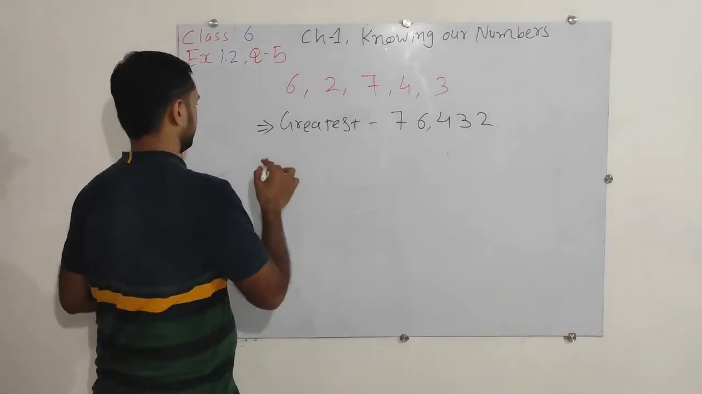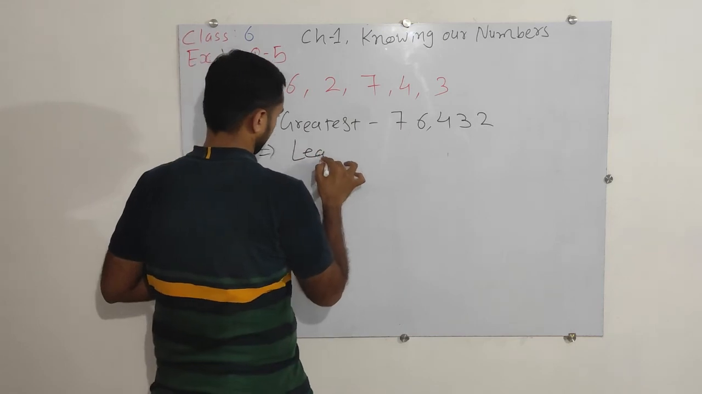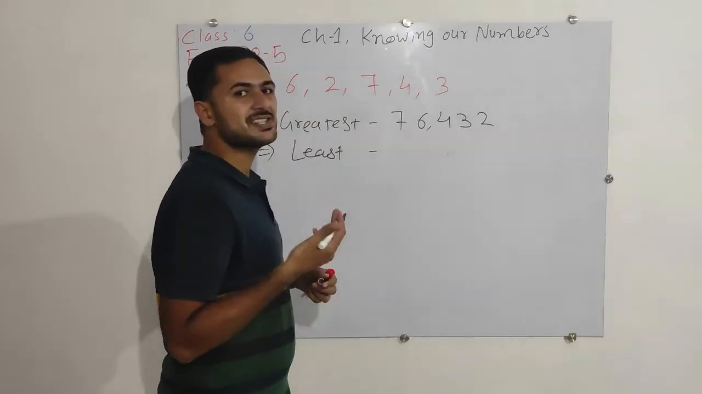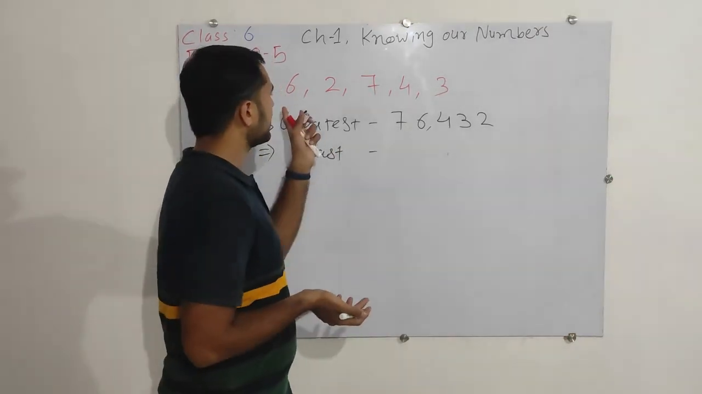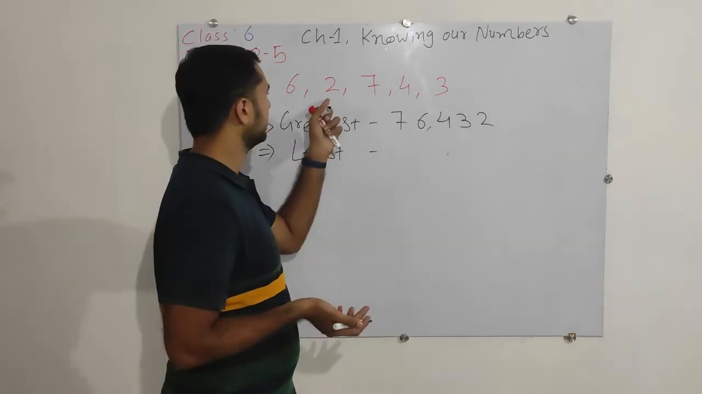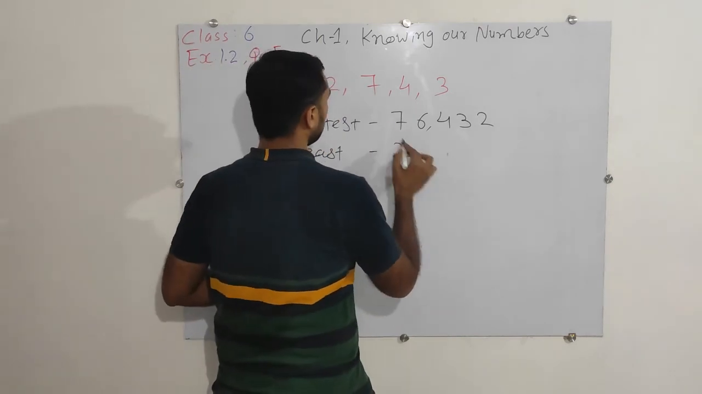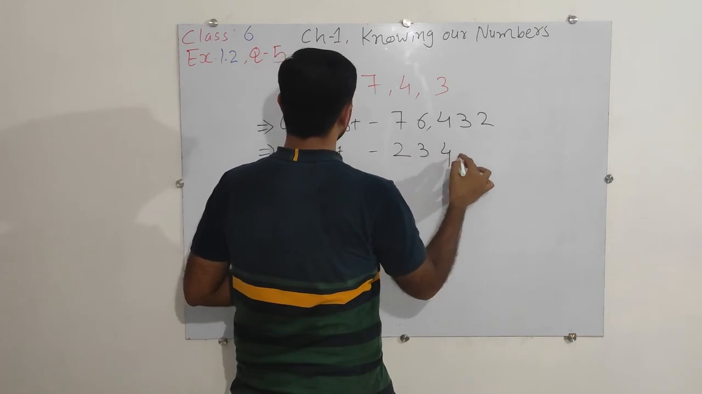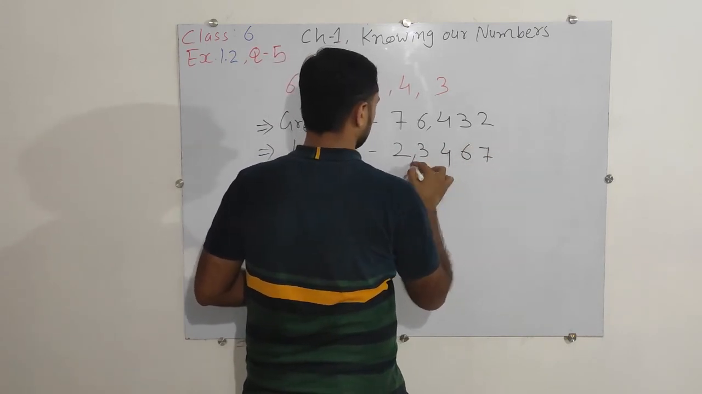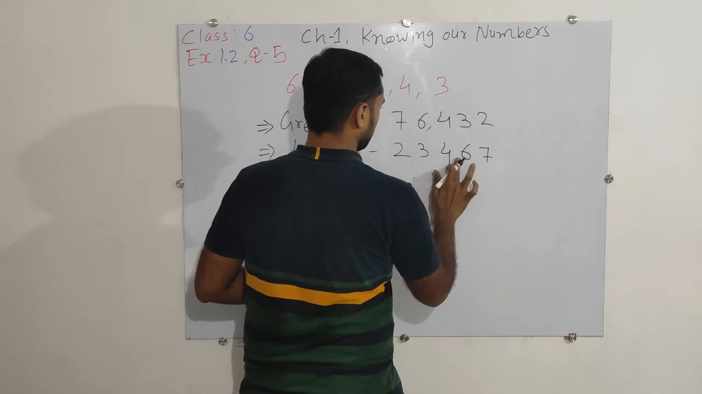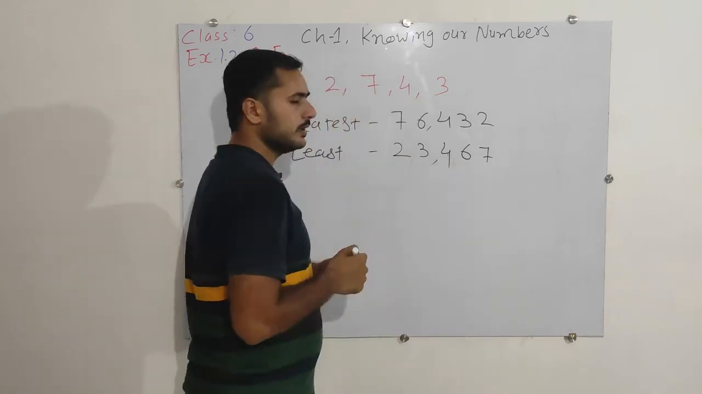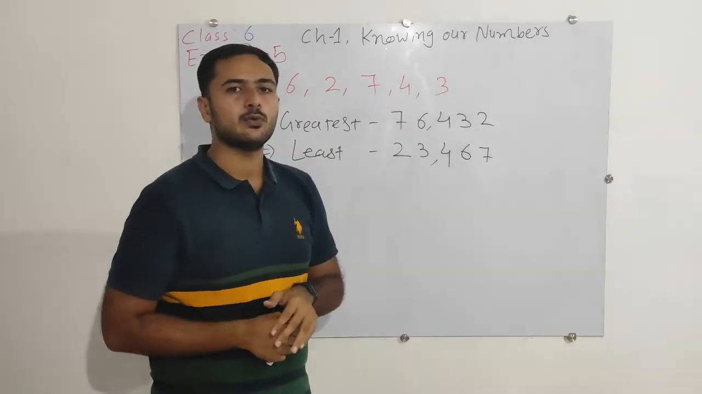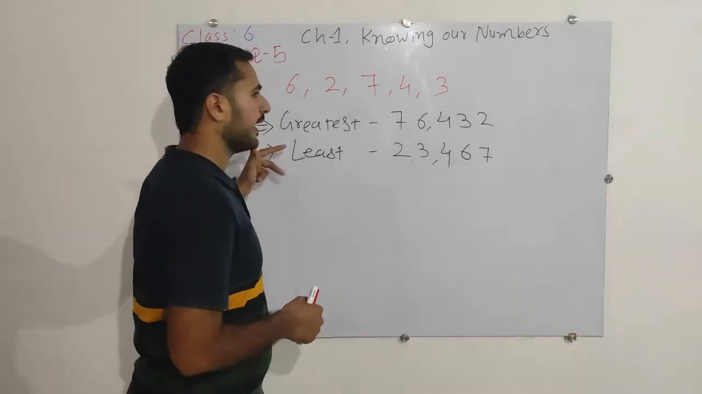Now the least one. Least means the smaller one. So we'll start with the smallest number. That's the 2. Then the larger ones, so 3, 4, 6 and 7. So here we have the two different numbers which we formed from these 5 digits: the greatest one and the least one.